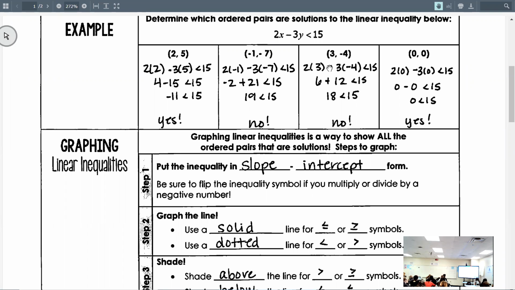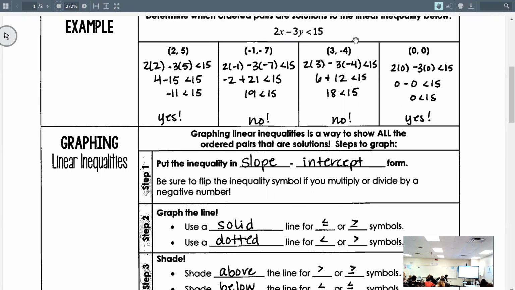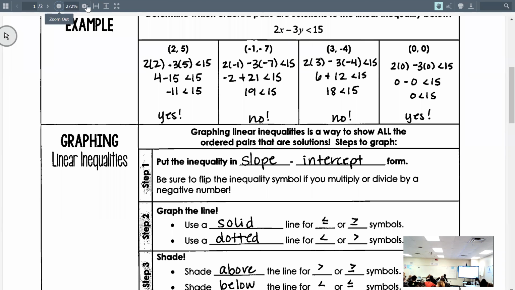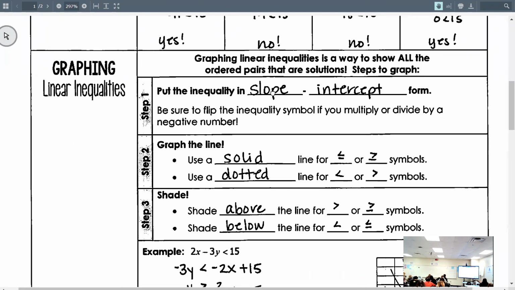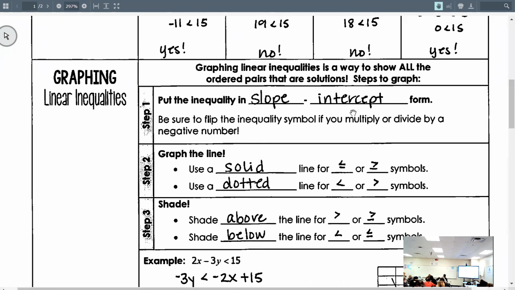All right, so again, that's helpful if it's just 1 or 2 coordinates that you need to check. But if it's a lot of coordinates that you need to check, maybe it might be better to graph it. So I'll show you how to graph it. And so fill in these blanks. All right, fill in these blanks. Don't do the example. We'll do the example together.